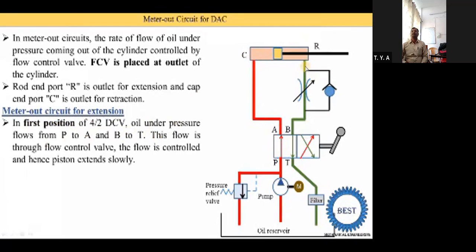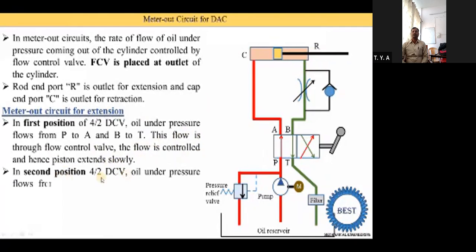From which side it is pushed back is the important thing to be studied. This flow is through the flow control valve. The oil outlet from the rod end port has two options, either go through the check valve or pass through the flow control valve. The oil passes through the flow control valve and the flow is controlled, and when we are able to control the flow, then we are able to control the speed of the piston. So this flow is through the flow control valve and the flow is controlled, hence the piston extends slowly, so we are able to control the speed.